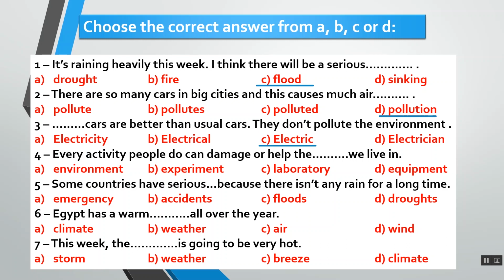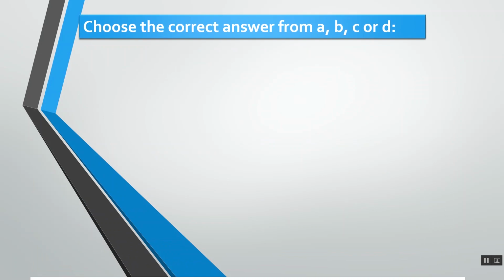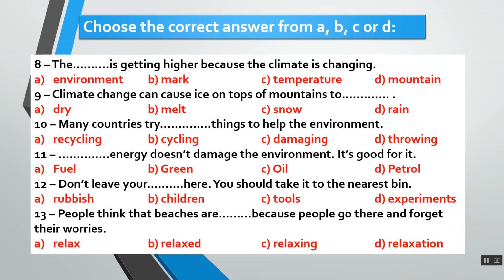Every activity people do can damage or help the environment we live in. Some countries have serious droughts because there isn't any rain for a long time. Egypt has a warm climate all over the year. This week, the weather is going to be very hot. Another one, I'll give you an extra minute to finish it.